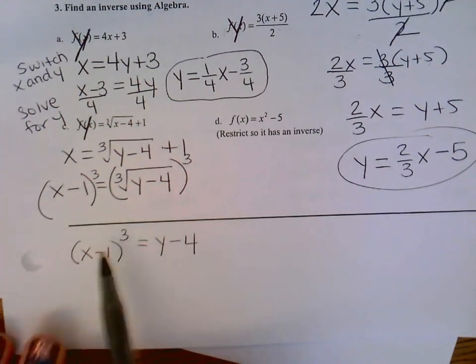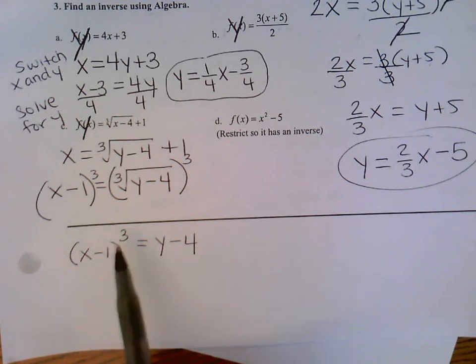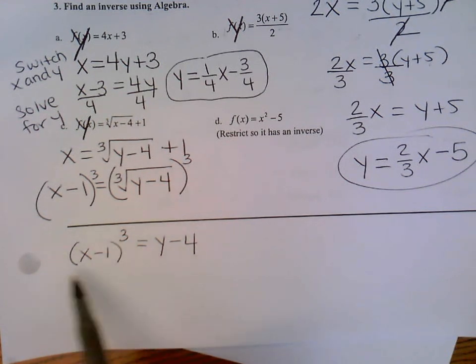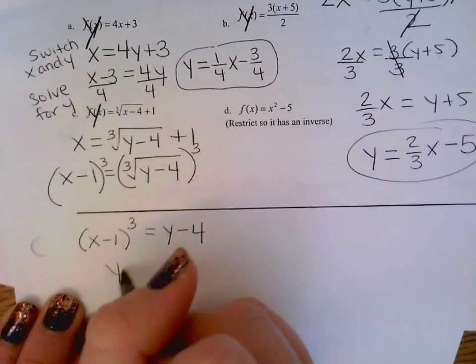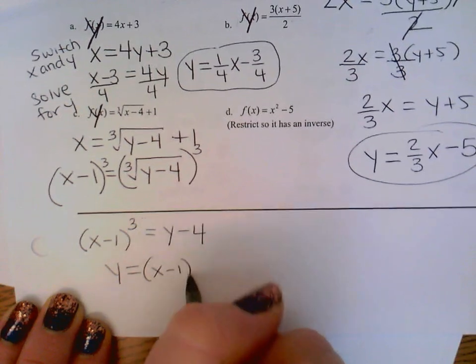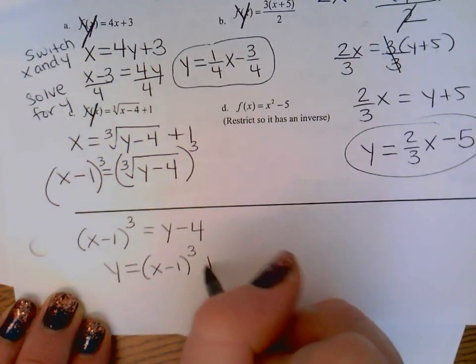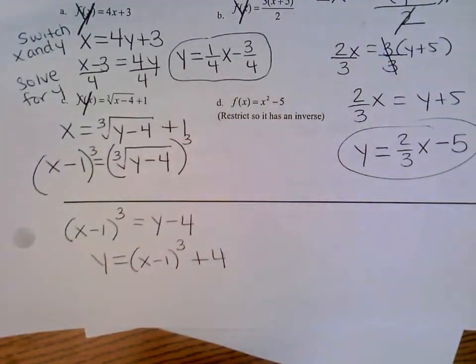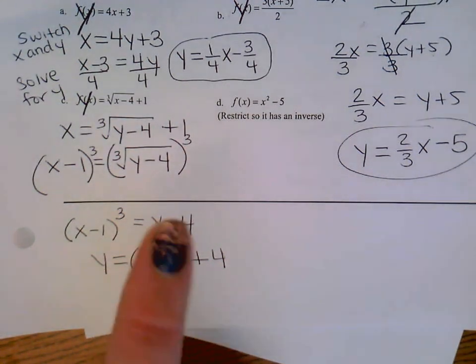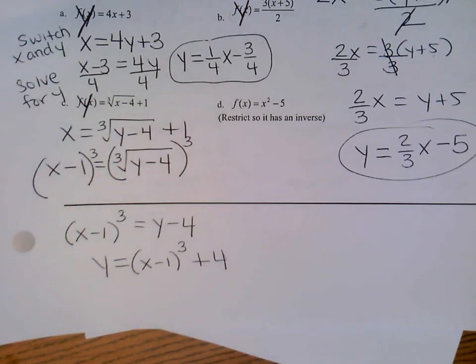Don't distribute illegally. You can't just say x cubed minus 1. This is x minus 1 times x minus 1 times x minus 1. So your final answer would be just y equals x minus 1 cubed plus 4 when I move the 4 to the other side, right? I'm just saving the step of adding the 4 and then still rewriting it as y equals. So if you want to write out every step, that's fine.